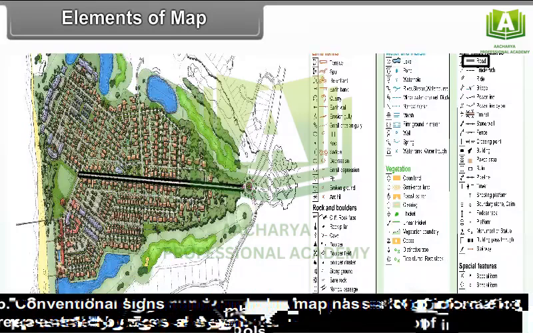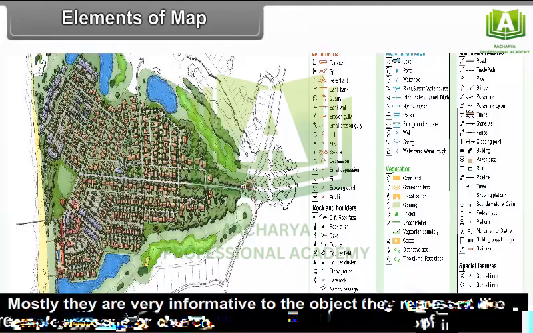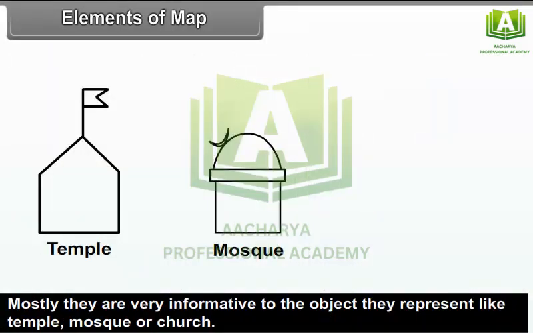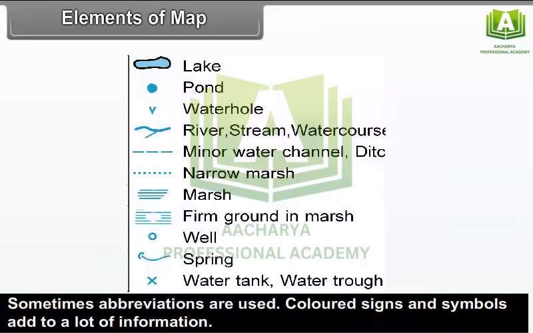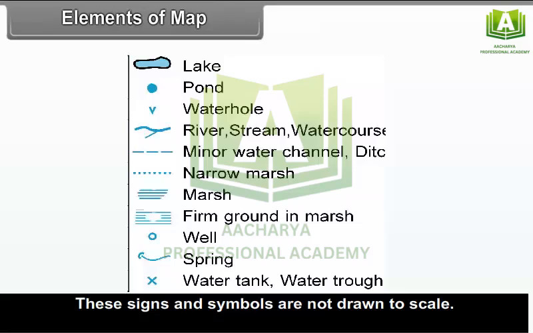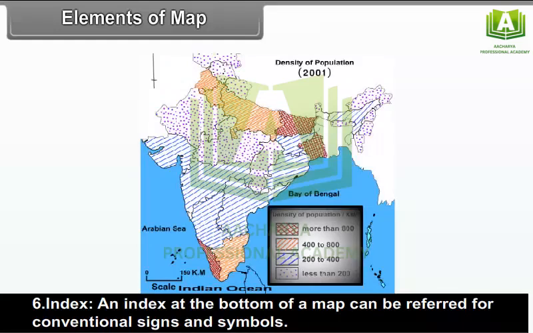Conventional signs and symbols. A map has a lot of information represented by signs and symbols. Mostly, they are very informative to the object they represent, like temple, mosque or church. Sometimes abbreviations are used. Colored signs and symbols add to a lot of information. These signs and symbols are not drawn to scale. Index. An index at the bottom of a map can be referred for conventional signs and symbols.